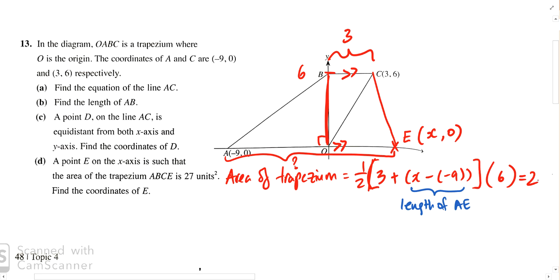And this is supposed to give us 27. So with one equation and one unknown, we should be able to solve for the value of x. Dividing by 3, because half times 6 will be 3, we get 9 over here. 3 plus x plus 9 equals 9.